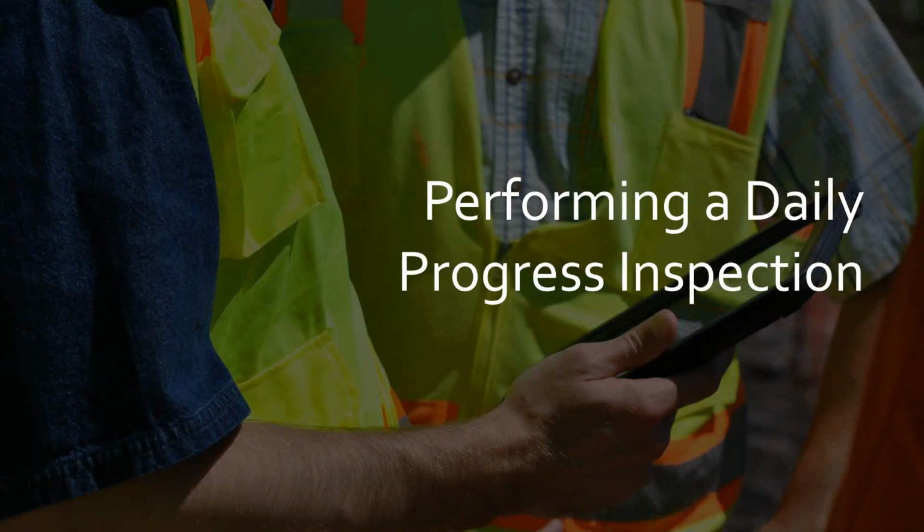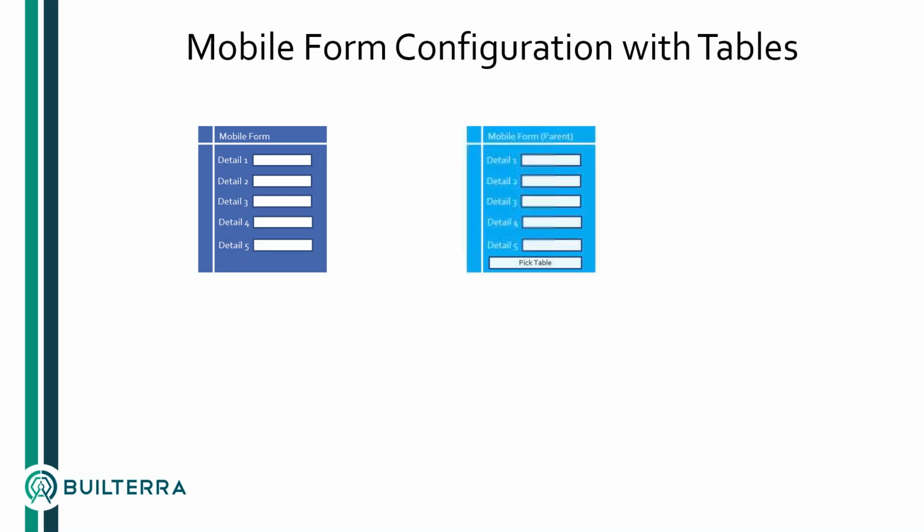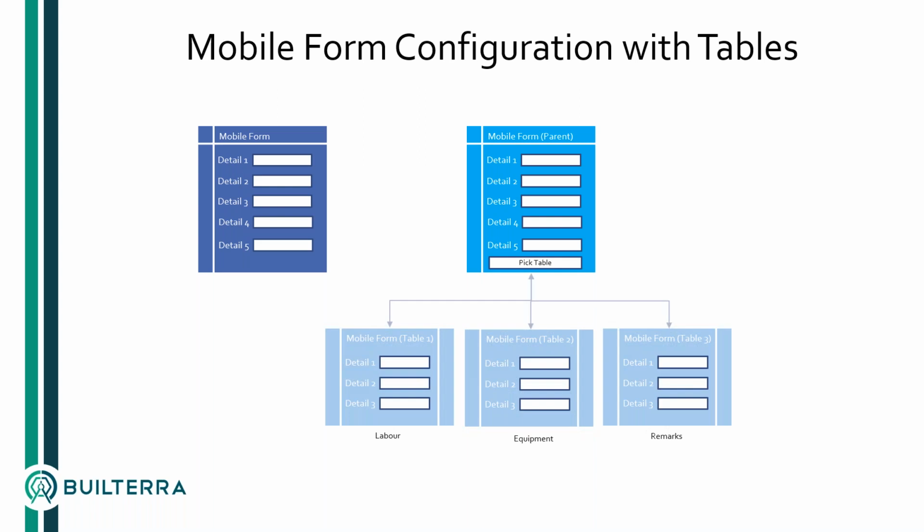The daily inspection is a little more complex. So daily is just the same as a mobile form with some details, but it's much more complex. So you have the same as a regular mobile form, but instead of calling it just a mobile form, we call it a parent form. That means that the parent has children, and the children are the tables. These tables are sort of multiple looping, almost like rows in a spreadsheet.